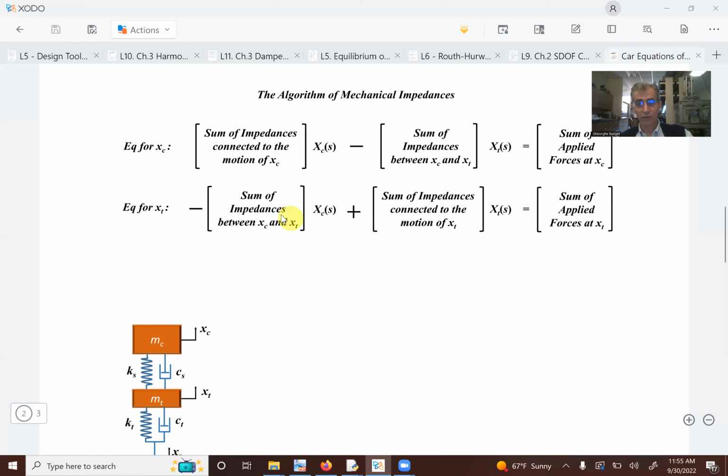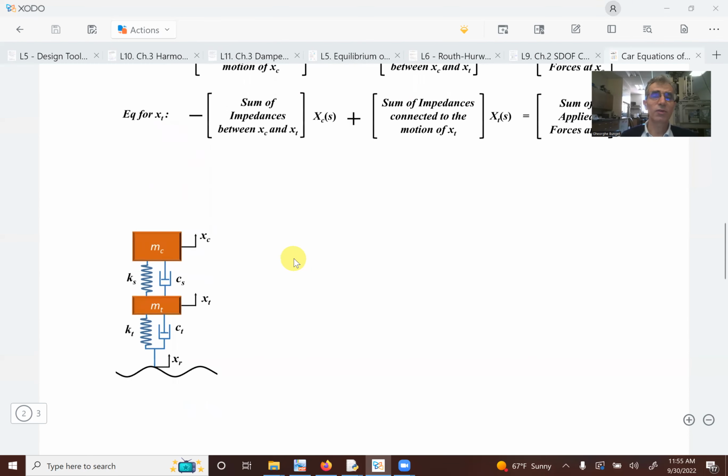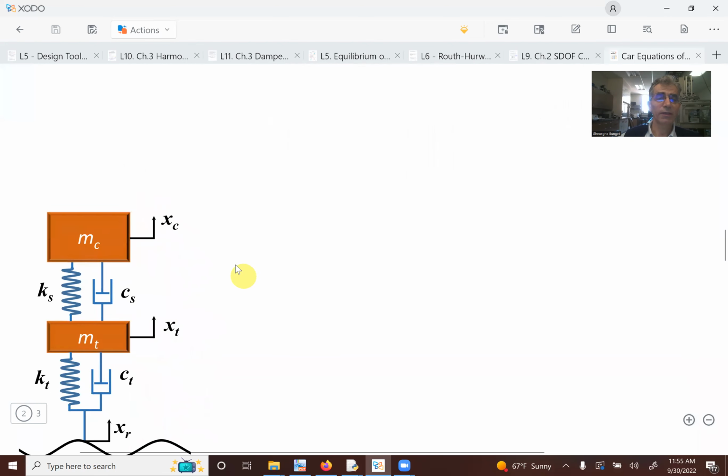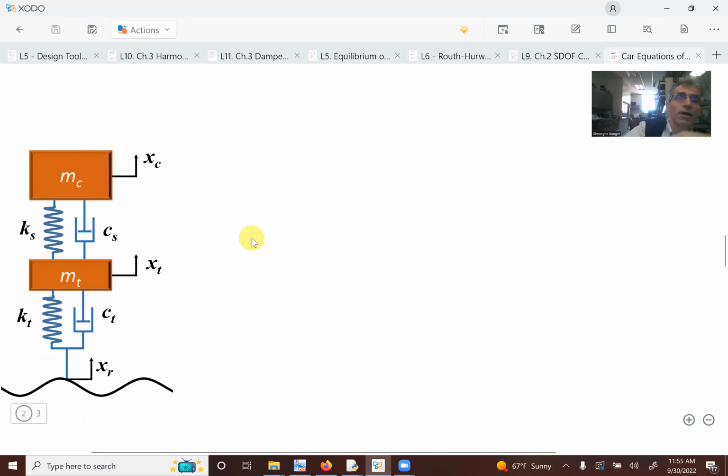So this is the whole algorithm. And as we practice it, you can see how easy it is to write the equations. Right now I'm zooming in a little bit, and then I'm going to start to write the equation for xc. I will have an inertia term, which is the mass mc times s squared. This is the inertia. Then I will add the damping term, which is cs from the suspension times the s term from the derivative. And then I have the stiffness term, k there.